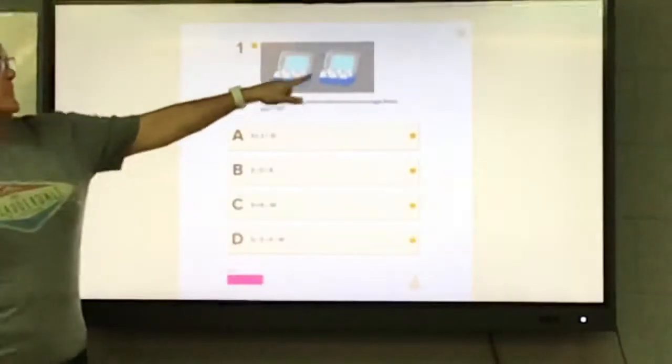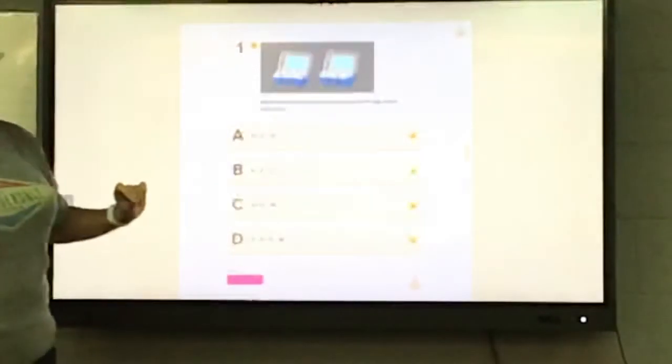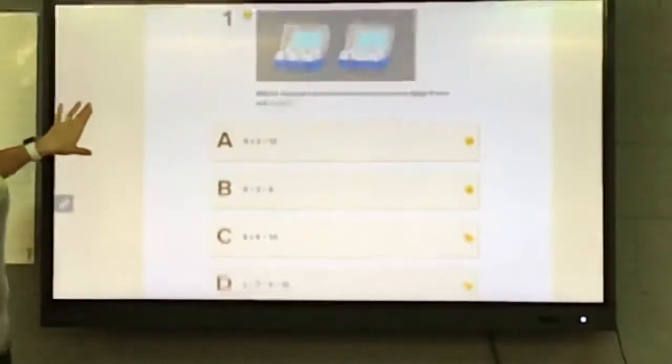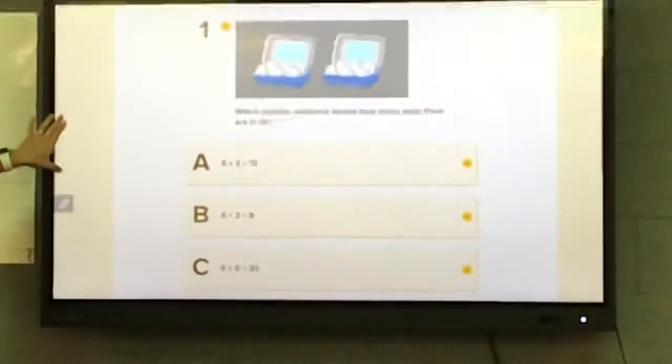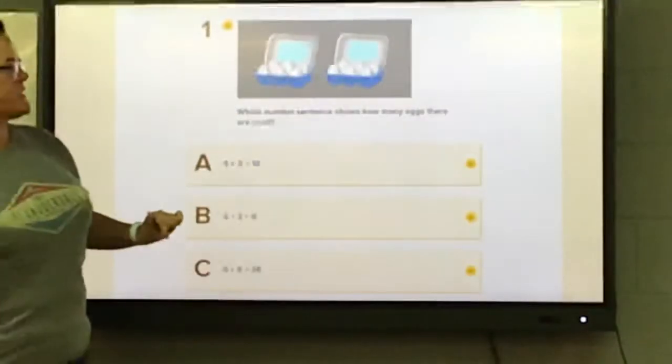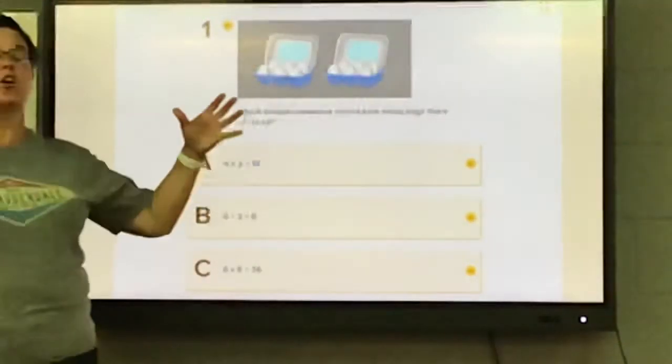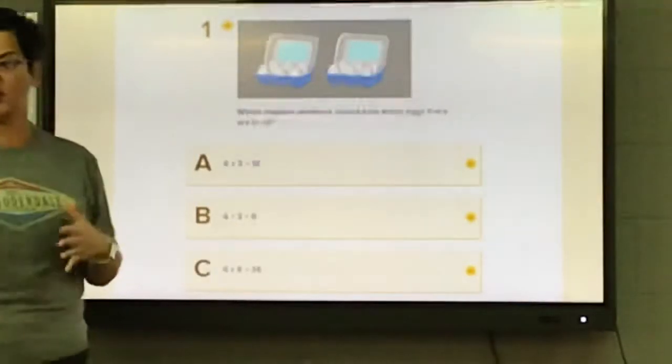Okay, can you see the eggs that they have here? Yeah. Which number sentence is easier to see? Yeah. Which number sentence shows how many eggs there are in all? Remember what in all is telling us?